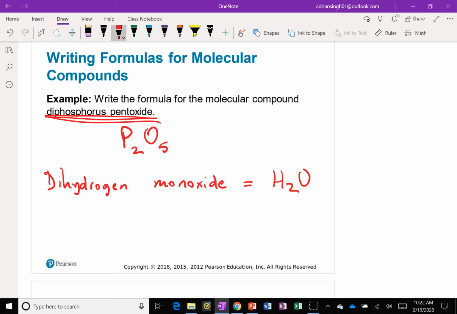But several of the covalent compounds usually have common names associated with them, and water is one example. It rolls off the tongue a lot easier than dihydrogen monoxide. But if you had to name it according to the rules, this is what it would be. All right?